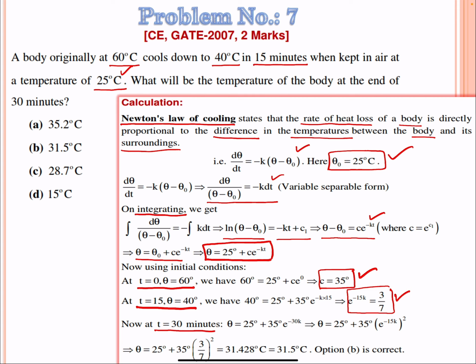Now finally, what will be the temperature of the body at the end of 30 minutes? Means at t is equal to 30 minutes, theta is equal to 25 degree, that is theta naught, plus c is 35 degree, e raised to power minus 30k. So theta is equal to 25 degree plus 35 degree into (e raised to power minus 15k) square. And e raised to power minus 15k is 3 over 7. Clear? So substitute 3 over 7 here. So we get 31.428 degrees centigrade. This means 31.5 degrees centigrade means B option is correct.